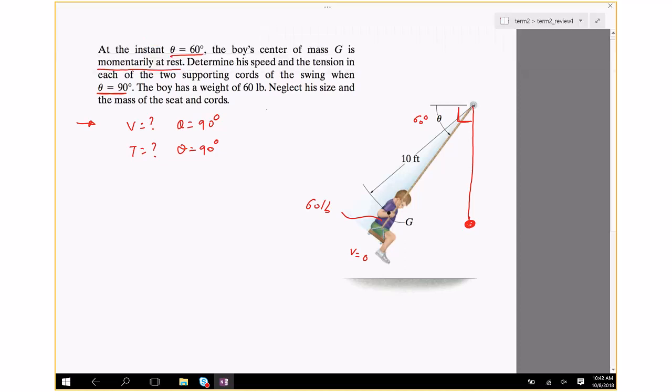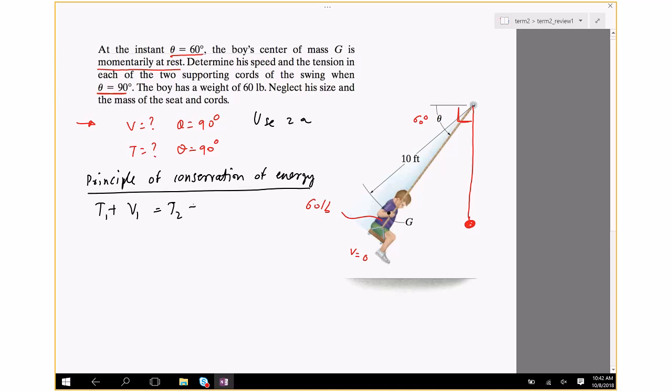So I'm going to use 2A because there are only conservative forces. So I invoke the principle of conservation of energy, which states that T1 plus V1 equals T2 plus V2.